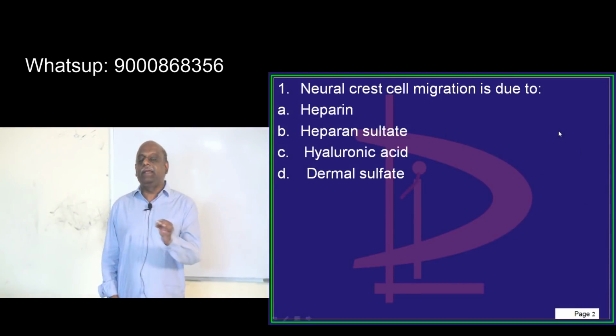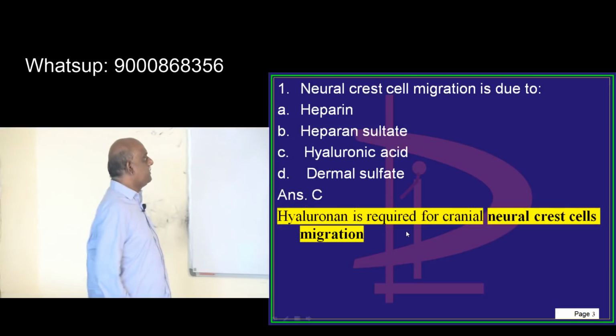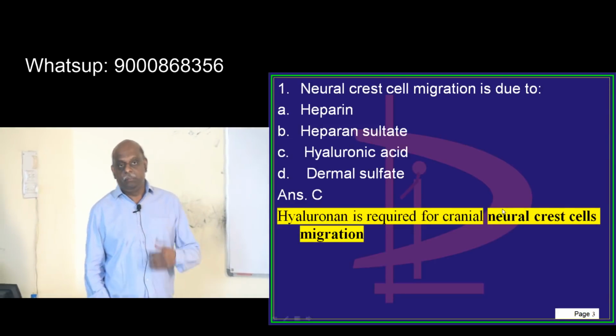Neural crest cell migration. Typically, where do you see it? What is important for that?